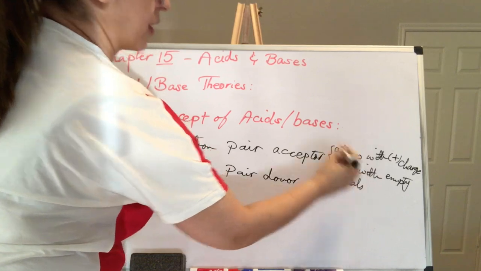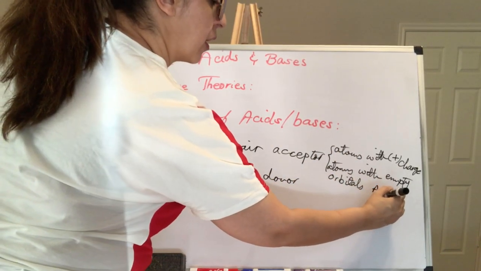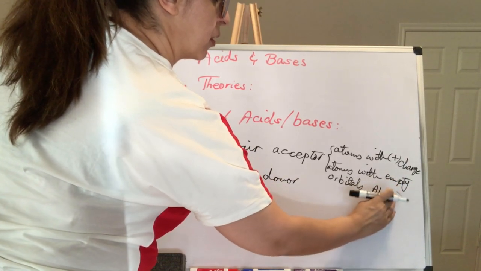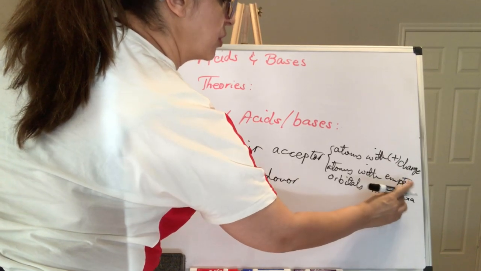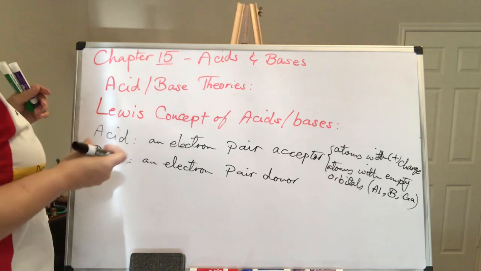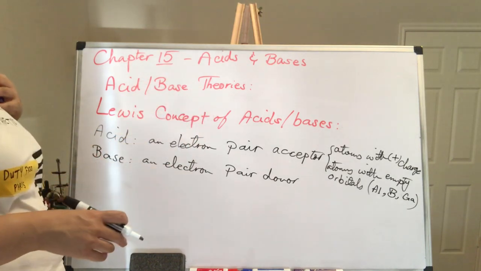Which atoms are famous for empty orbital? Aluminum, gallium, boron. Let me write them in order. So the first three elements in group 3, in group 13, are famous for having empty orbitals.